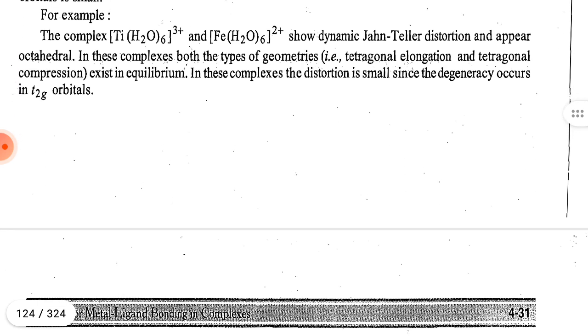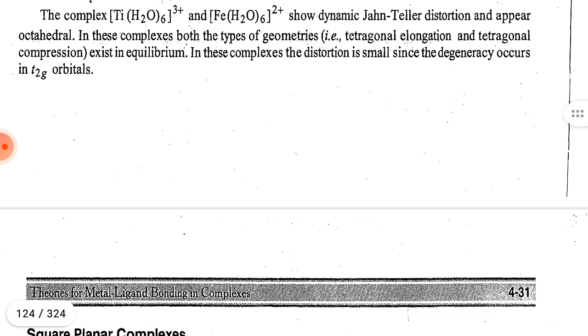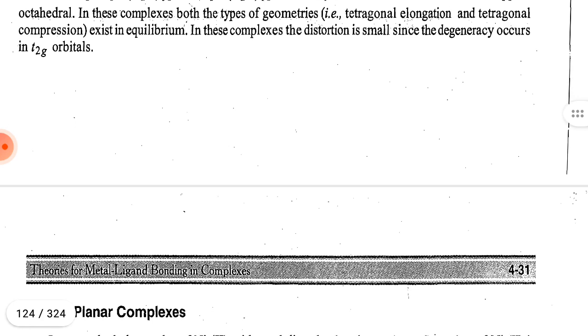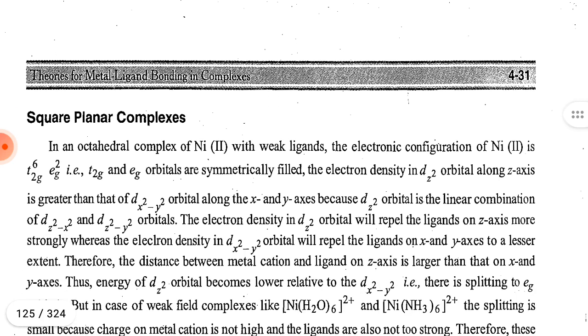For example, the complexes Ti(H2O)6 3+ and Fe(H2O)6 2+ show dynamic Jahn-Teller distortion and appear octahedral. In these complexes, both types of geometry, that is, tetragonal elongation and tetragonal compression, exist in equilibrium. In these complexes, the distortion is small since the degeneracy occurs in the T2g orbitals.